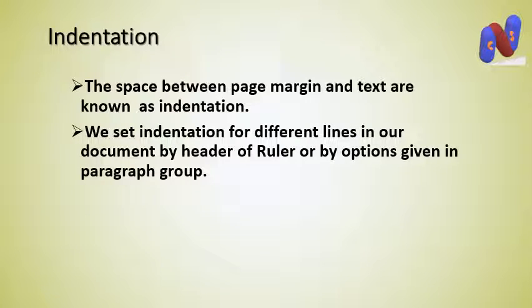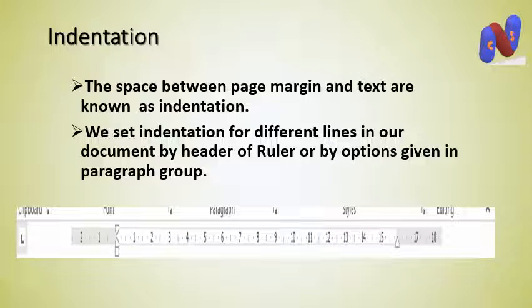Now we can set indentation for different lines in our document by the header of the ruler or by the options given in the Paragraph group. You can see from here, this is the header of the ruler. By shifting these particular pointers, we can set the indentation in any document. Or by clicking on this type of option, we can also set the indentation.